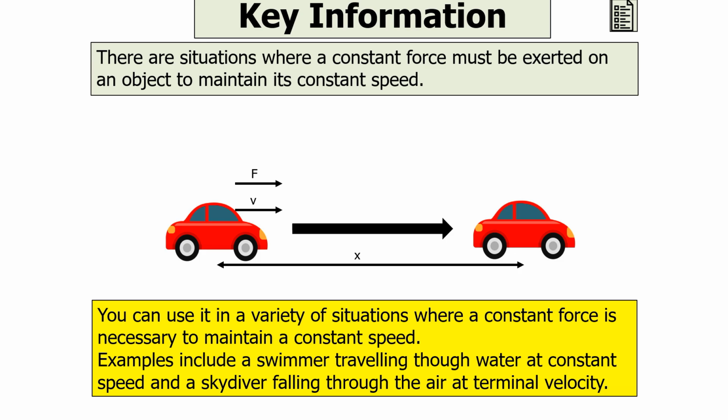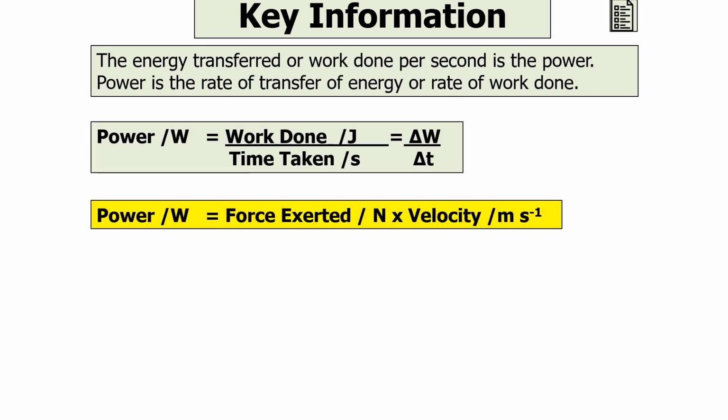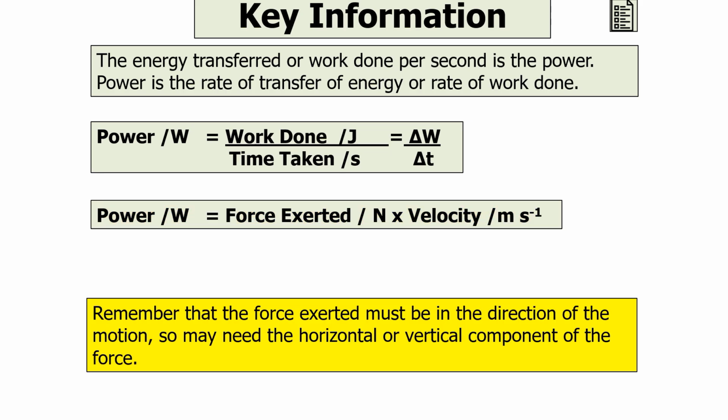Now you can use this particular equation in a variety of situations where a constant force is necessary to maintain a constant speed. Examples include a swimmer travelling through water at a constant speed and a skydiver falling through the air at terminal velocity. So not only is power in watts equal to work done in joules over the time taken in seconds, but power in watts is also equal to the force exerted in newtons times by the velocity in meters per second. Now remember that the force exerted must be in the direction of the motion, so we may need the horizontal or vertical component of the force.